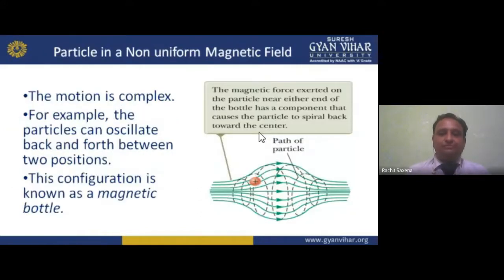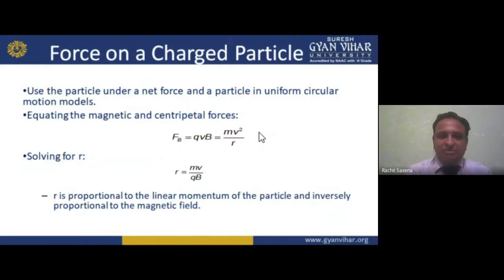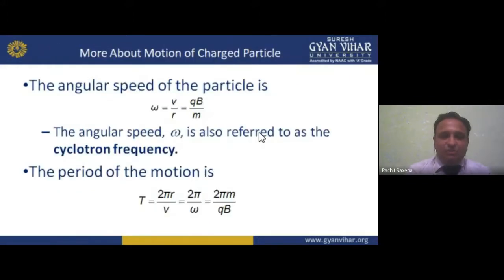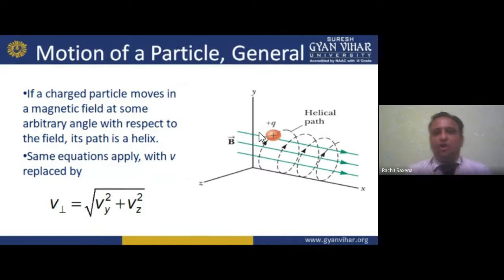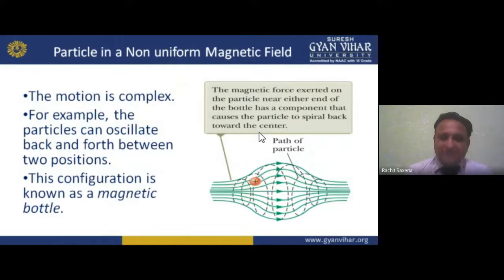Now moving forward: particle in a non-uniform magnetic field. My dear students, previously we talked about the uniform magnetic field. We had the force on a charged particle in a magnetic field, and some equations for it, and an electron beam as well. But now I am talking about the particle in a non-uniform magnetic field.